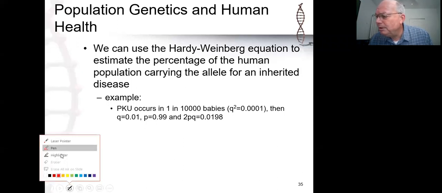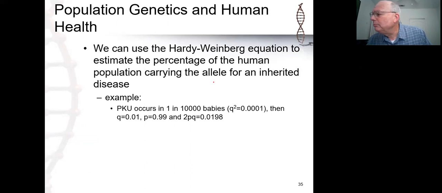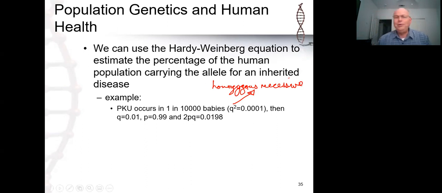Pen's not active. Let's bring that up. So remember, this is a recessive trait. And this is usually the data that you have. You'll be given a birth frequency or birth rate of individuals with the recessive trait. And so that automatically gives you q squared.